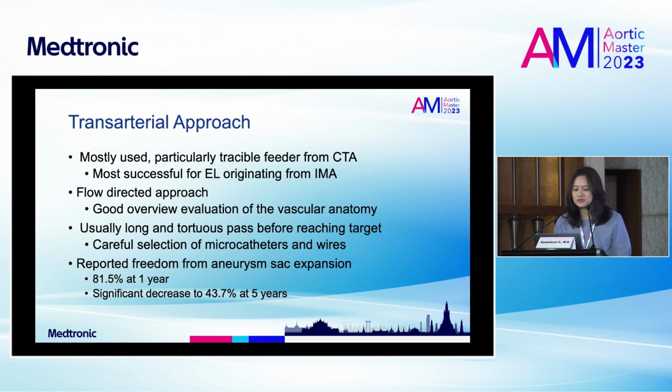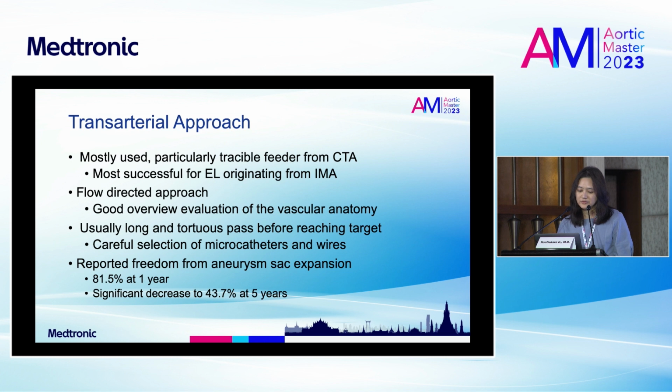First, the one that we mostly use is the transarterial approach, particularly in the case that on CTA, you can trace the arterial pathway from the main artery to the feeding endoleak sac. It is most useful in cases with endoleak from the IMA. It's a flow-directed approach, so you have a good overview of the vascular anatomy and you can plan the procedure precisely. But it needs a long and tortuous pathway to reach the target. So careful selection of the microcatheter and wires is very important.